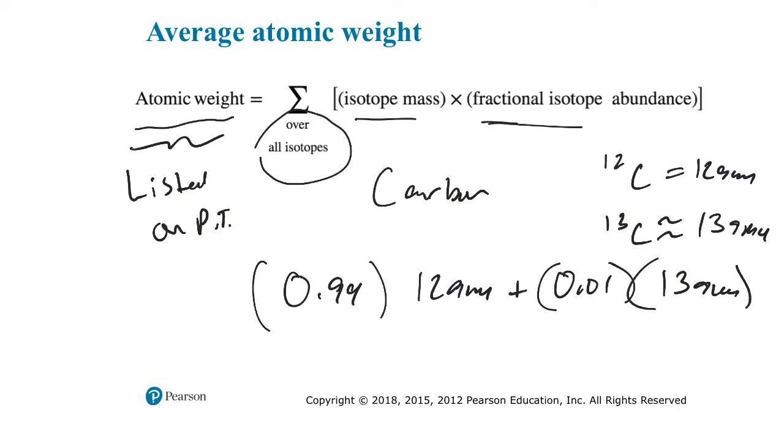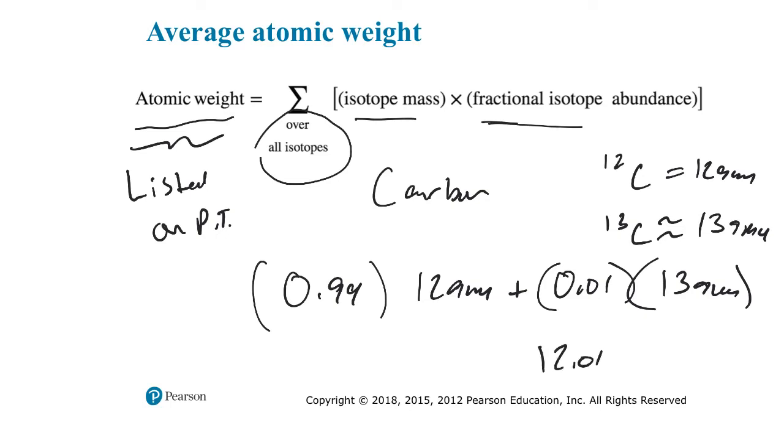So if we carry out this math here, I'm going to do it real quick. I'm guessing this is going to come out to be about 12.01. So it's going to be really close on average to the mass of carbon-12 because that's where our abundance lies. So 12 times 0.99 plus 0.01 times 13 works out to be 12.01.